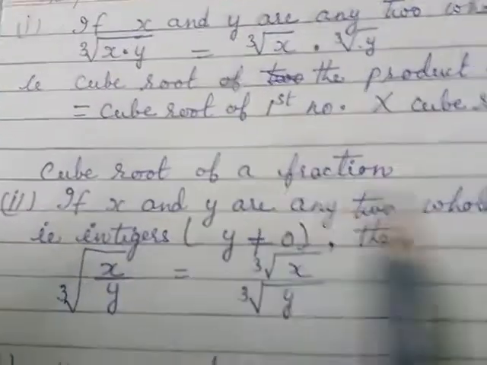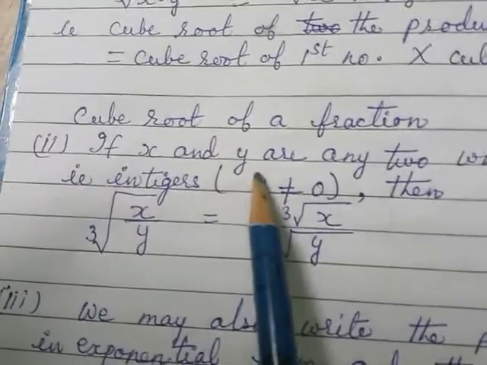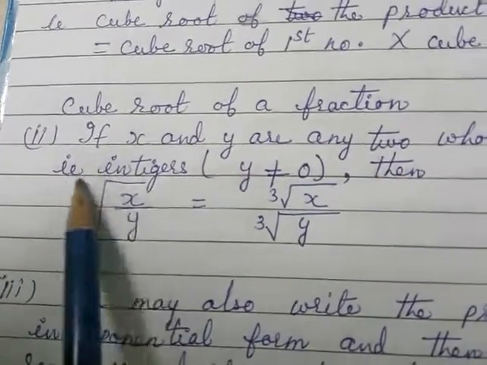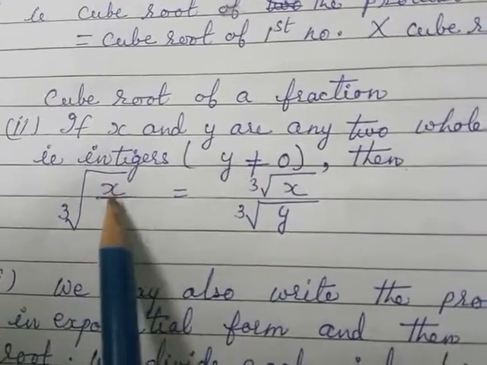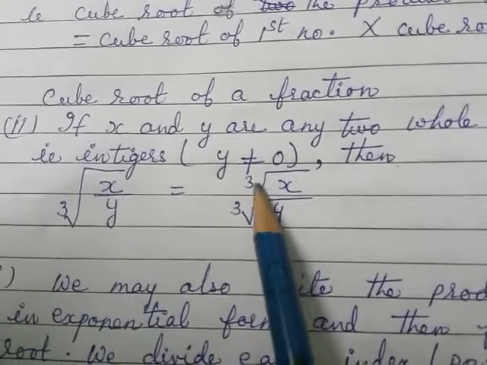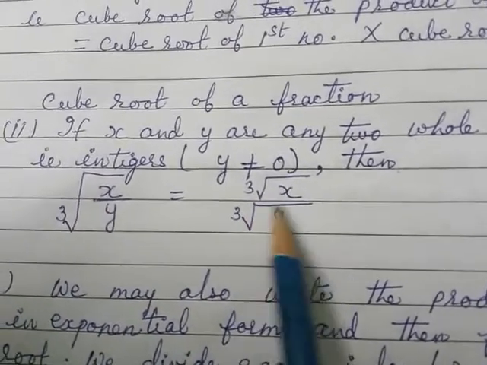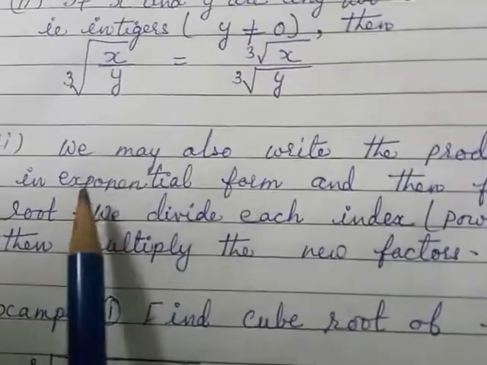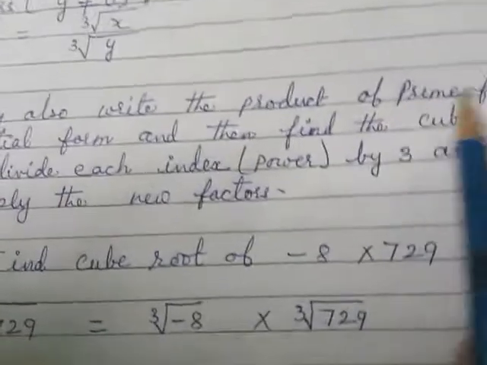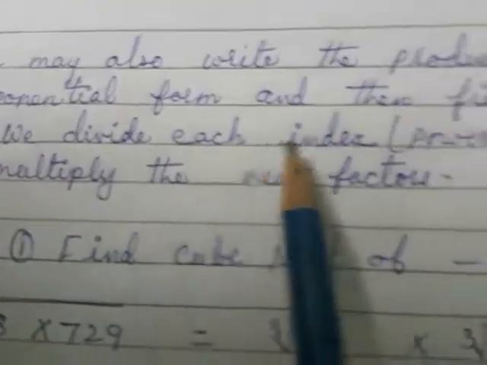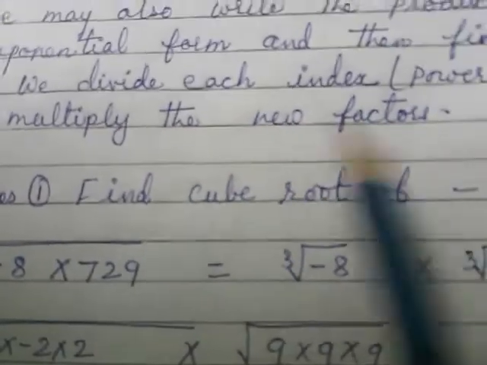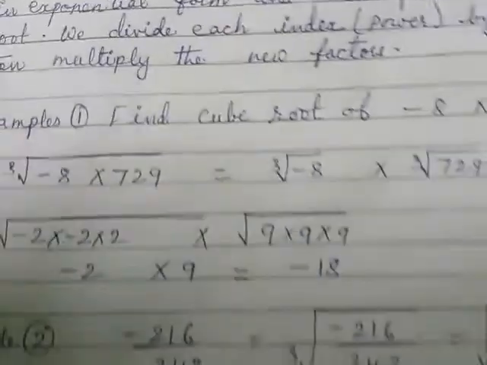Now, cube root of a fraction. If x and y are any two whole numbers, with y not equal to 0, then the cube root of x upon y is equal to the cube root of x upon the cube root of y. We may also write the product of prime factors in exponential form and then find the cube root. We divide each index power by 3 and then multiply the new factors. So first I will explain how we have done that, children.